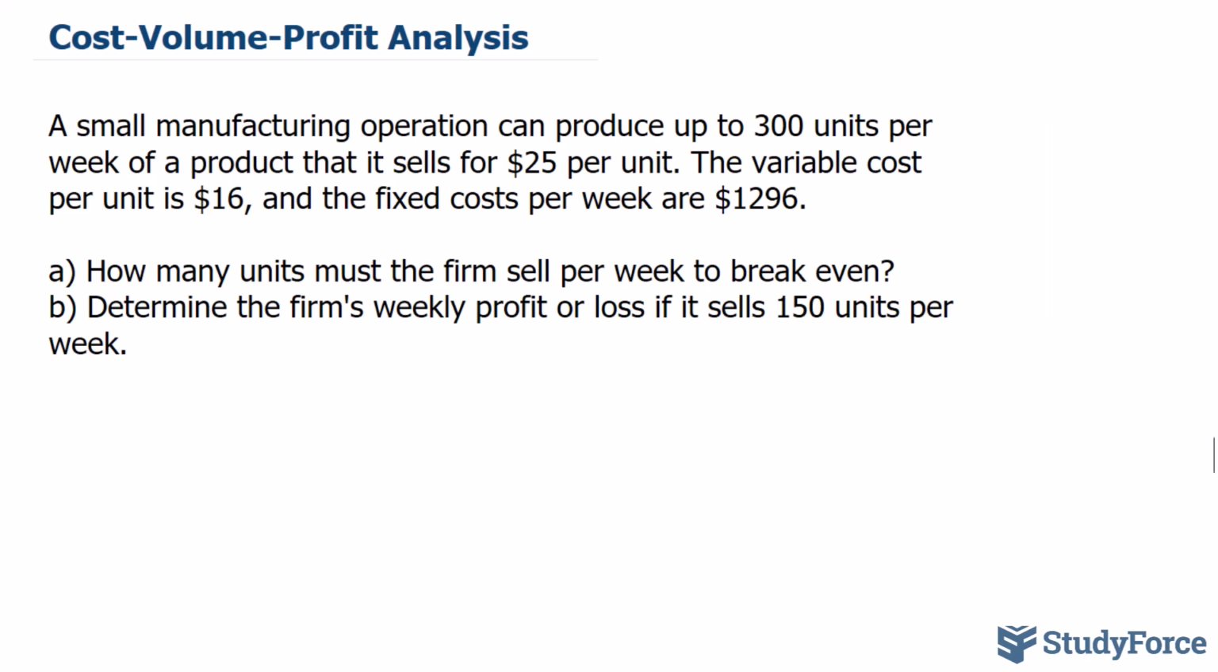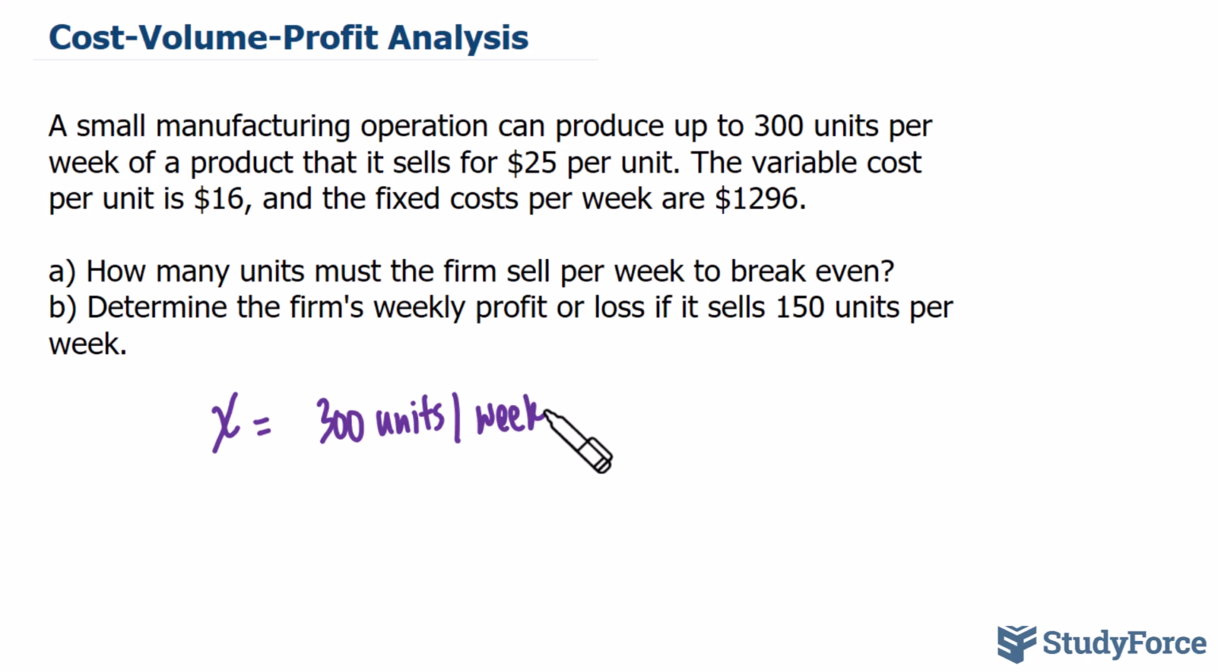For question A, how many units must the firm sell per week to break even? And in part B, determine the firm's weekly profit or loss if it sells 150 units per week. To tackle problems like these, it is very important to go through the question again and write down all the important pieces of information. For instance, in the first sentence, we're told that they will be producing 300 units per week. Let's let X represent the units produced per period. So in our case, X represents 300 units per week.